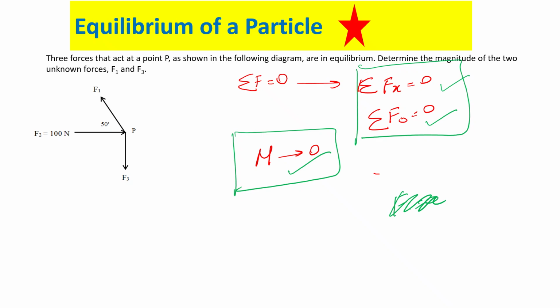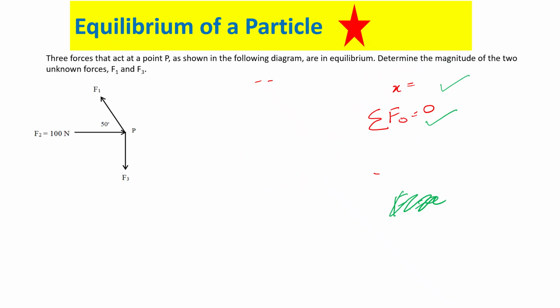In our case, all three should be satisfied. Even the rotational and translational, all should be 0. And when you have particle mode, that means when all the forces are going through a single point, the moment is 0, because when you consider the moment about that single point, moment is 0. So you don't need to apply that. You only consider the forces in x direction equals 0, forces in y direction equals 0.